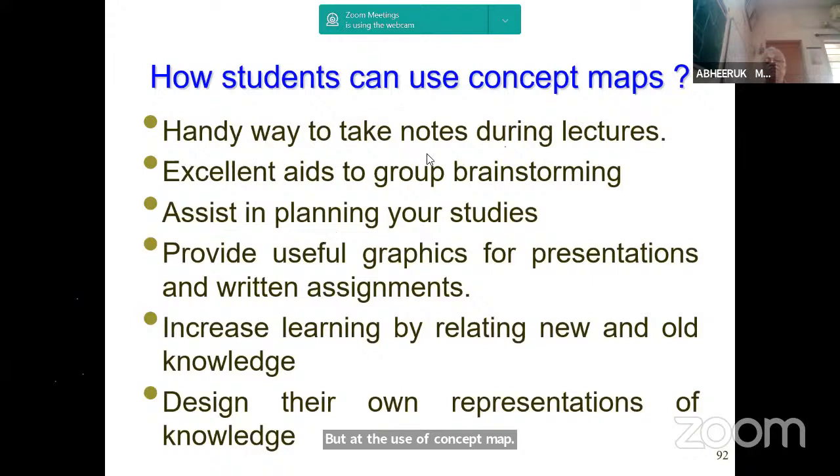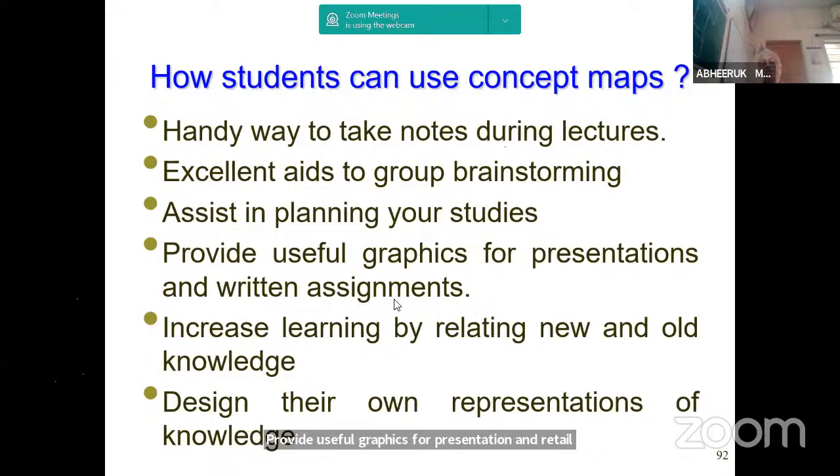This concept map may be used for note taking. Excellent aids in group brainstorming. When you are doing brainstorming, you can collect the concepts and do the connection. Assist in planning your studies. Provide useful graphics for presentation and written assignments.